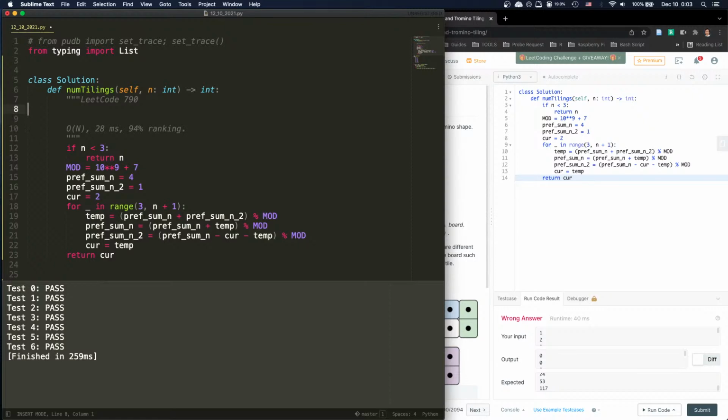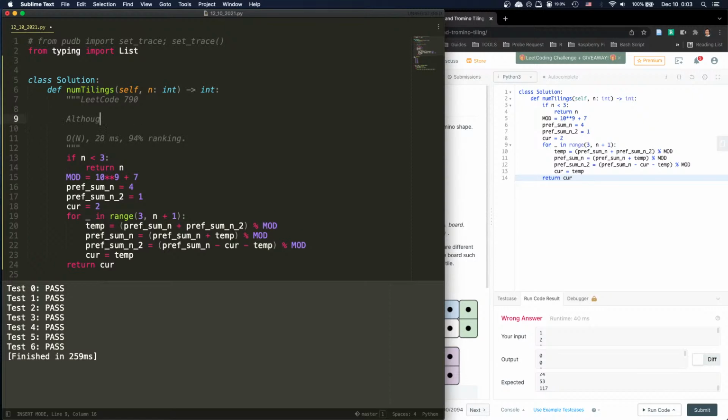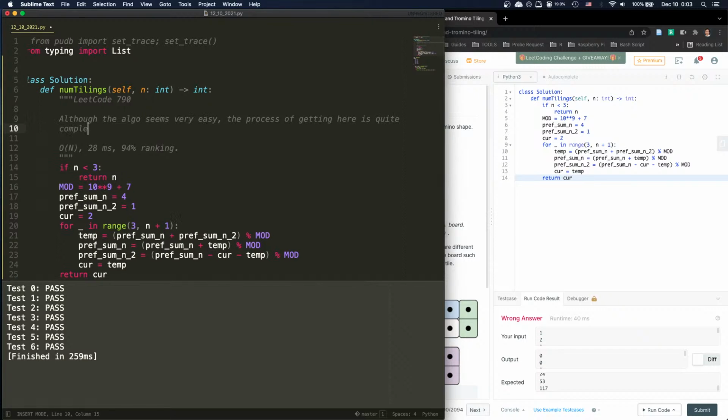All right. So the algorithm, although the algo seems very easy, the process of getting here is quite complex. Okay, so here's the idea, right? Here's the idea. The idea is DP.